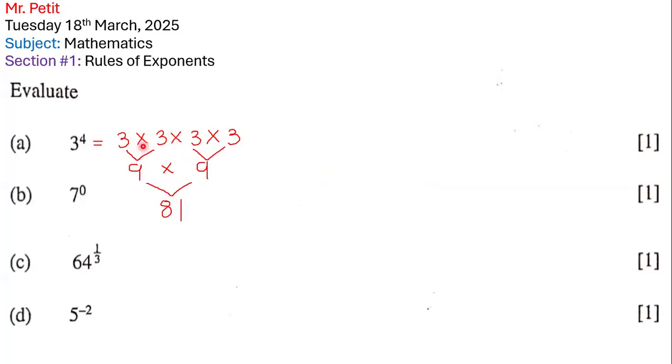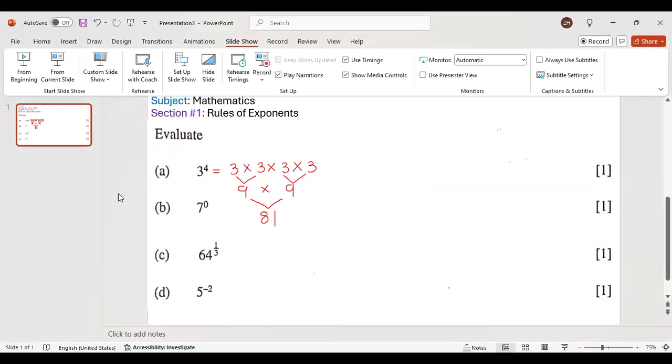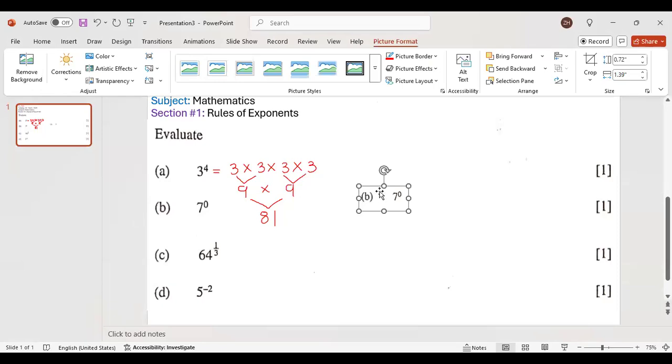Class, do y'all understand how I got 81? Let me know if y'all understand how I got 81. Yes, sir. Good. For D, stop at the last fraction or convert it into decimal. Fraction or decimal doesn't matter. Both are correct, right?